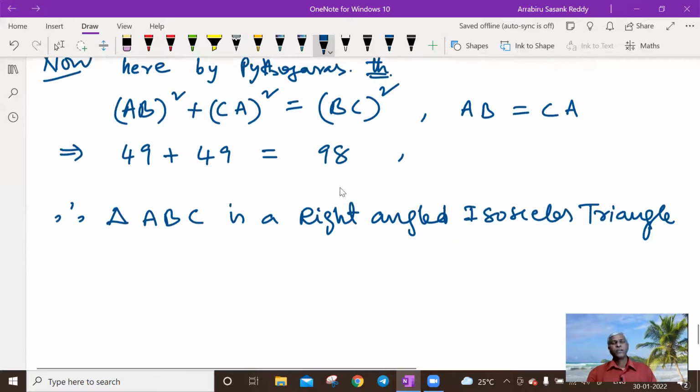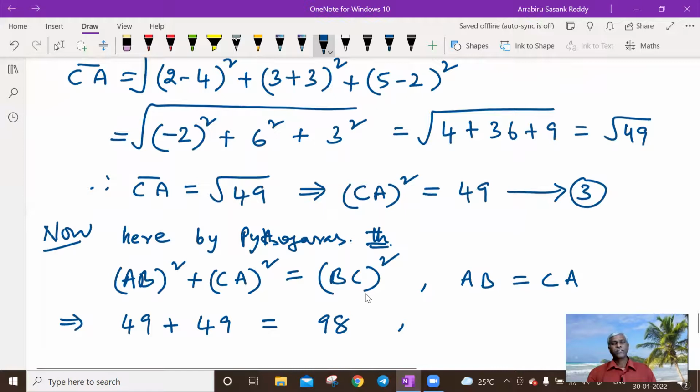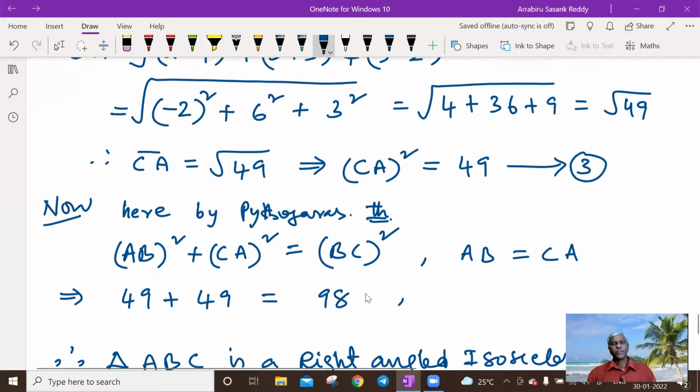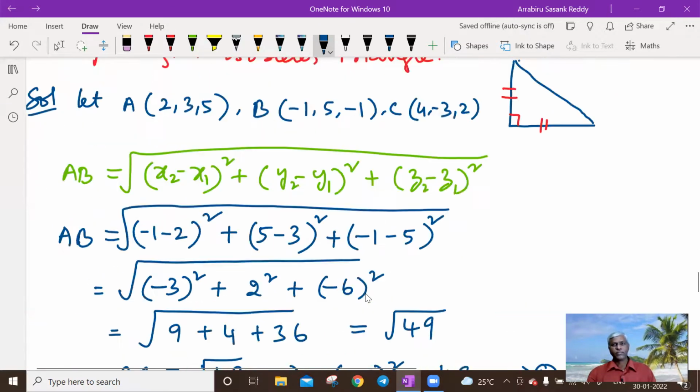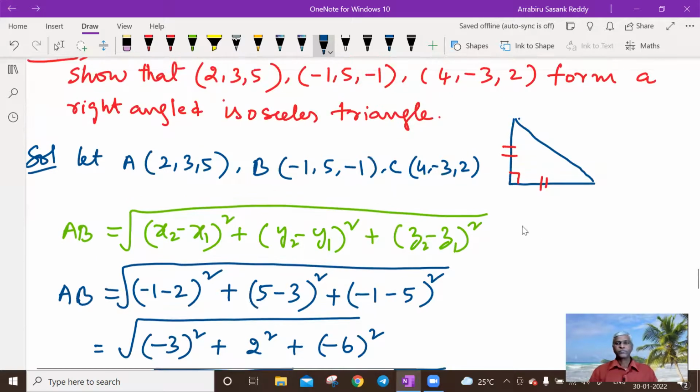So here BC is the longest side. So in this it is the hypotenuse. Here BC is the hypotenuse. So the other vertex is A. You can observe where the 90 degrees angle is. The right angle is at A. So it is opposite to the hypotenuse.